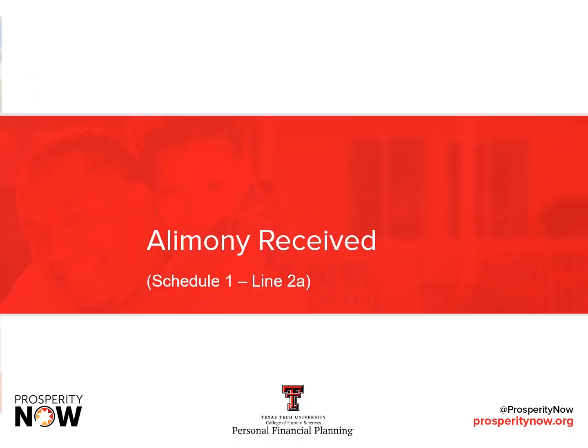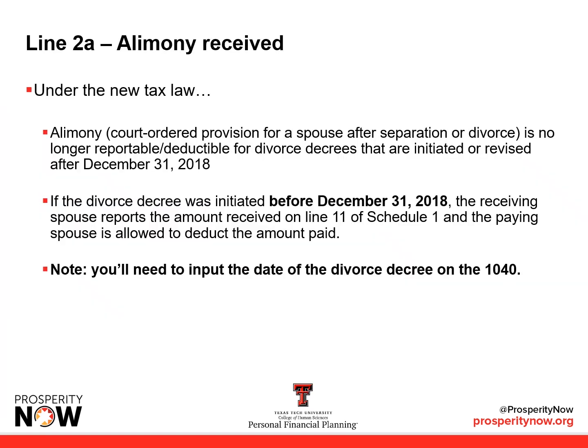Now we'll talk about alimony received, which is line 2A on the Schedule 1. Under the new tax law, alimony, which is the court-ordered provision for a spouse after separation or divorce, is no longer reportable or deductible for divorce decrees that are initiated or revised after December 31st, 2018. If the divorce decree was initiated before December 31st, 2018, the receiving spouse reports the amount received on line 11 of the Schedule 1, and the paying spouse is allowed to deduct the amount paid. Note, you'll need to input the date of the divorce decree on the 1040.